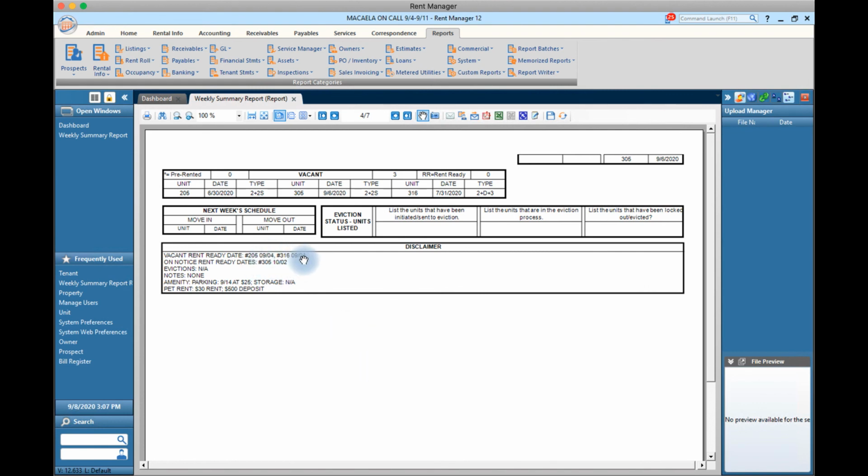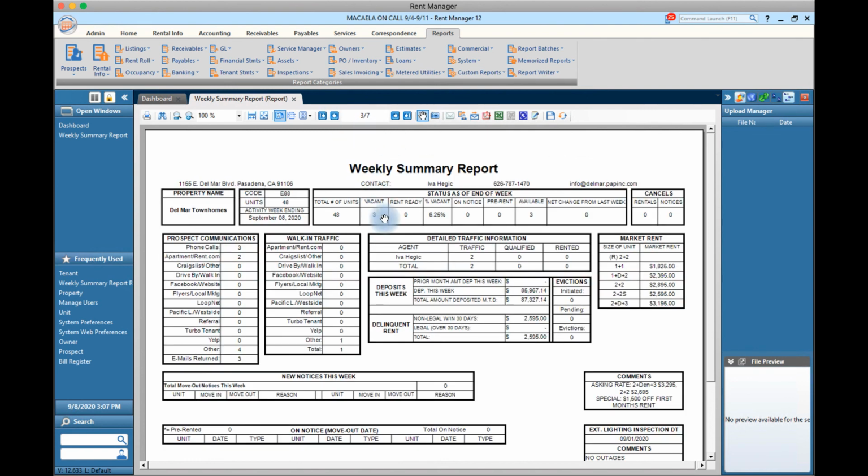Once the 4th comes around and these units are hopefully rent ready, the manager will go ahead and notate it as being rent ready. So we would see unit 205 and unit 316 as being RR, and up on the top it would be 3 vacant and 2 rent ready. Okay, so that's a quick run through of how to understand the WSR report.